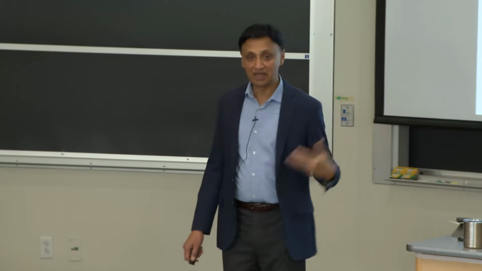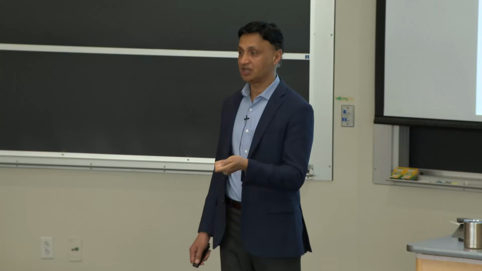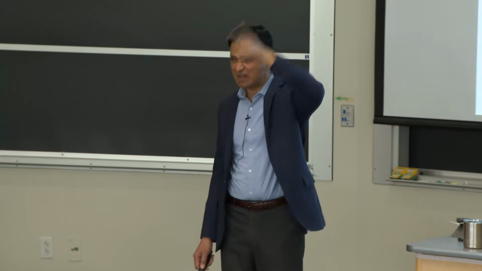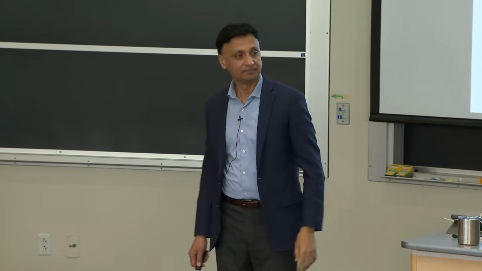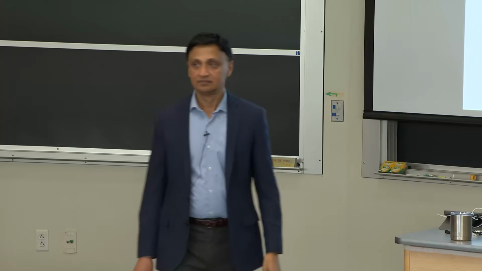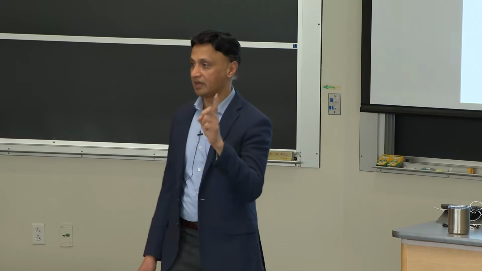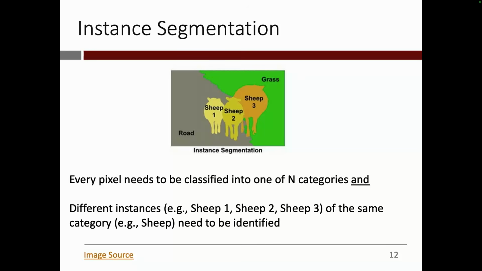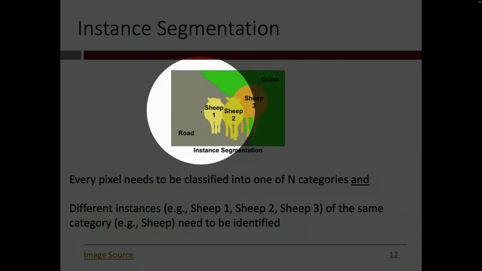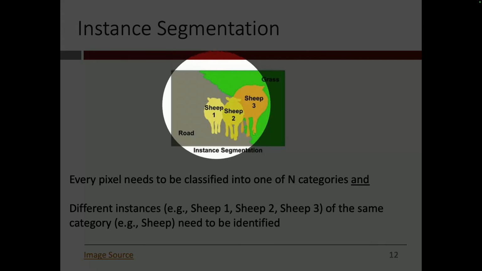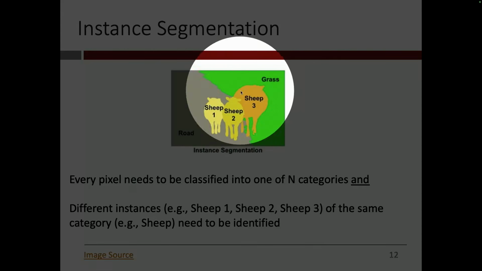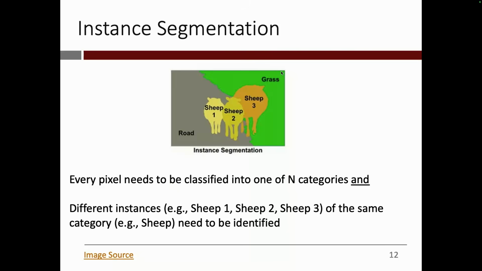So we are taking an image, and instead of giving one classification, for every pixel, we are solving a multi-class classification problem. Okay, every pixel is classified. And just when you think it can't get more complicated than this, we have something called instance segmentation, where not only are we classifying every pixel, we are distinguishing between the different sheep. So every pixel is classified, and different instances of the same category need to be identified.